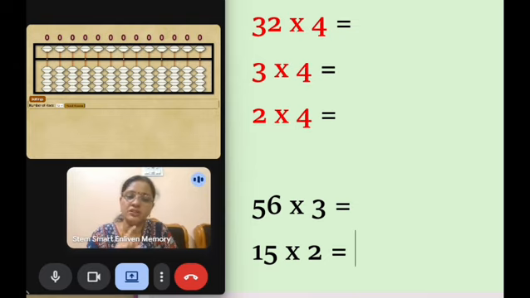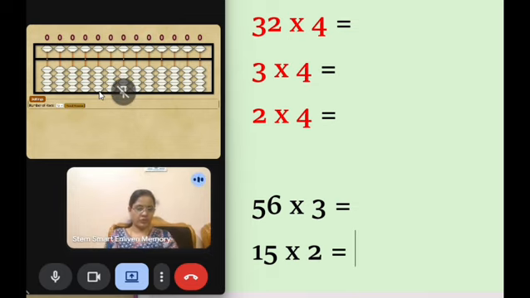Look at the question. In your question you have 32 times 4. In 32 you have 2 digits and in 4 you have 1 digit. You have 3 digits in the question. So the third rod is the selected rod for placing the answer, which means the hundredths rod is the selected rod for placing the answer. Let us see how it works.